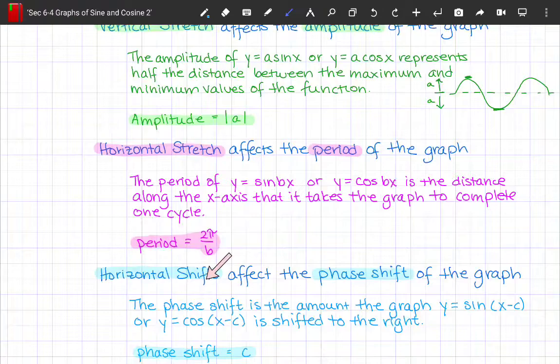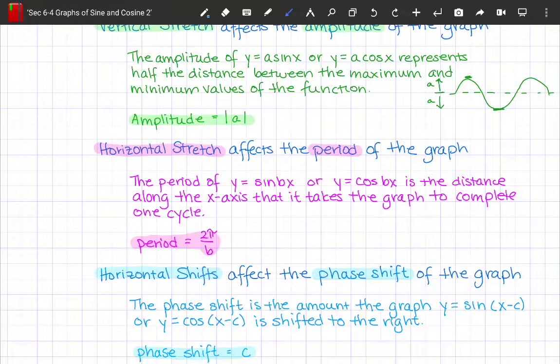And then we can have horizontal shifts, just like normal. Horizontal shifts in the case of these graphs we call the phase shift. But it's still just a horizontal shift. Have we shifted it left or right? And that's going to be if you add or subtract something from x. That's our phase shift. So that's just some vocabulary.